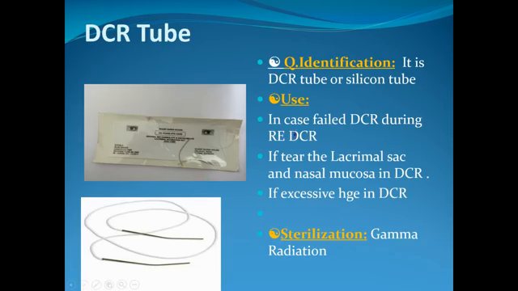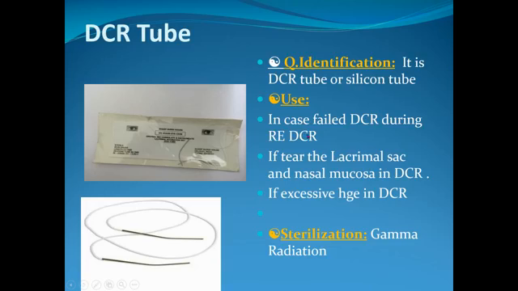So what are the uses? In case of failed DCR, during re-DCR, if you tear the lacrimal sac, this is a secondary use. But when some examiners ask for the primary use: during the DCR operation, you tear the lacrimal sac and tear the nasal mucosa. In that primary setting, you may use the DCR tube. So this is the secondary use.